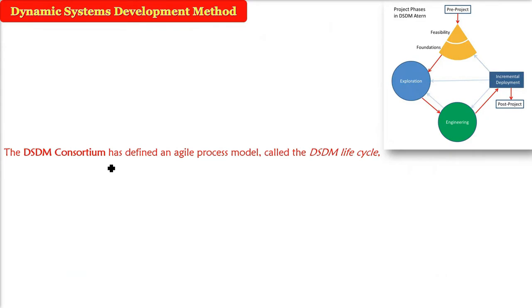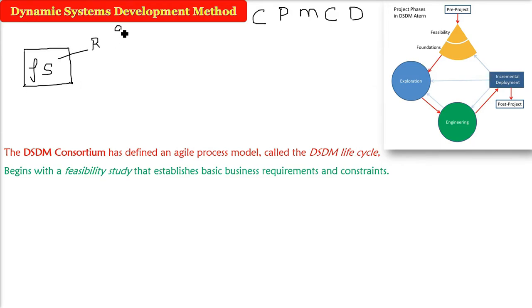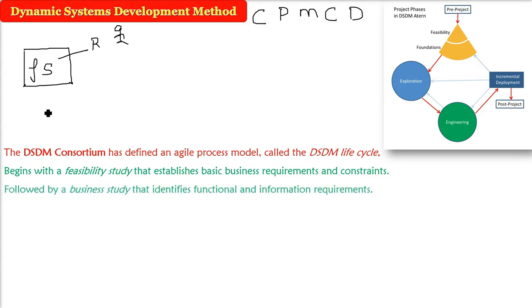So there is a DSDM consortium and they have designed an agile process model, and this is called the DSDM life cycle. This starts with a feasibility study. Feasibility is all about knowing whether it is possible or not. In the normal waterfall model, we have communication, then planning, modeling, then construction, then deployment. The DSDM consortium has given a DSDM life cycle. It starts with the feasibility study. So this is all about what the business requirements are, what the user wants from the software, and what the constraints are, or what the risks are, you can say. The constraint is all about knowing what shouldn't be done.